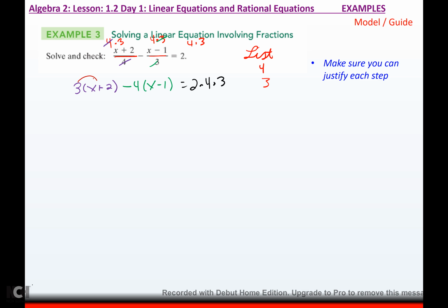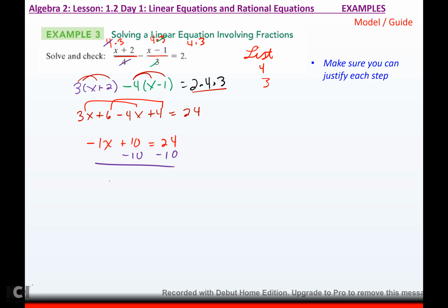Alright, so distribute and multiply, and I get 3x plus 6 minus 4x plus 4 equals 2 times 4 is 8 times 3 is 24. Combine like terms, 3x minus 4x is negative 1x. 6 plus 4 is 10 equals 24. And solve it. Minus 10, negative 1x equals 14. Divide by negative 1, divide by negative 1, and x equals negative 14.